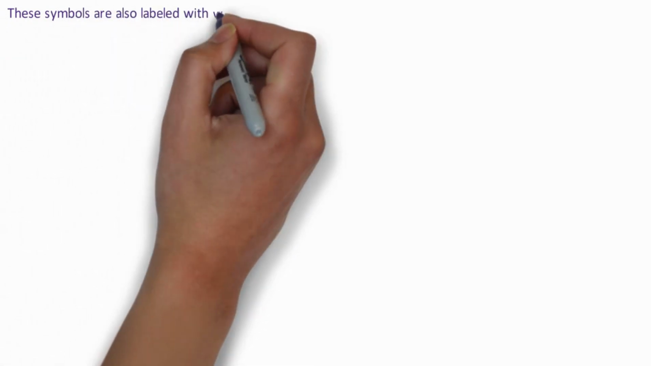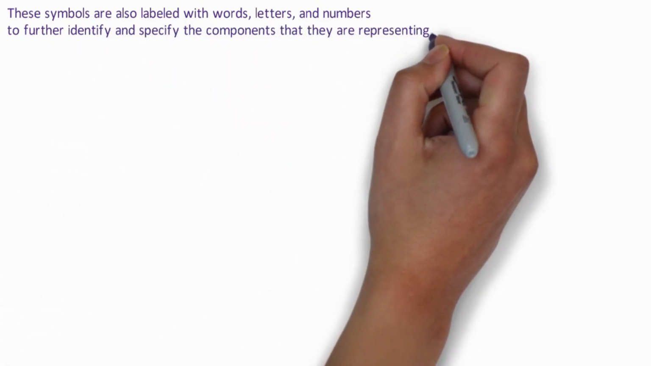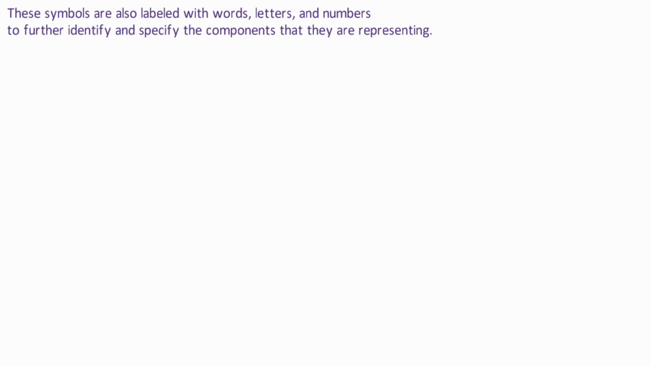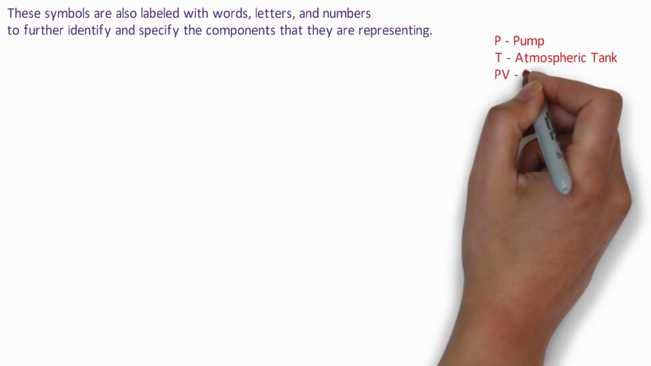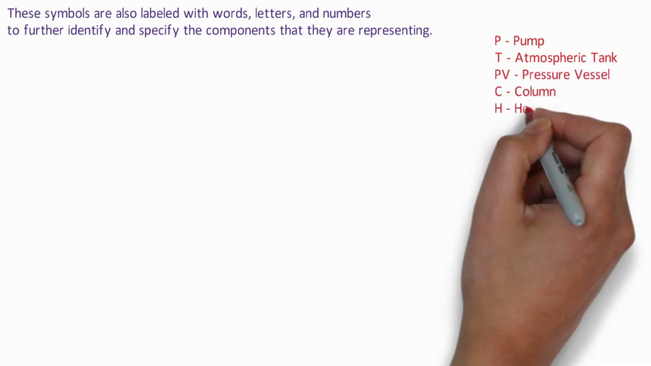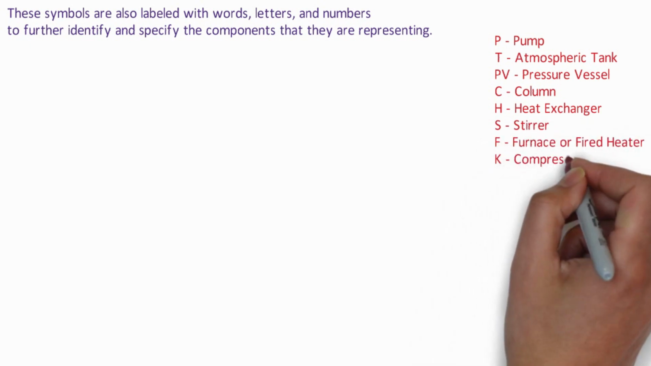These symbols are also labeled with words, letters, and numbers to further identify and specify the components that they are representing. Care should be taken in numbering and naming equipment items on flow sheets. These numbers and names will define equipment items throughout the life of the plant and must be unambiguous, brief, but descriptive. Numbers can be pure numbers or can be alphanumeric to classify the equipment item. Common classifying letters used are P for pump, T for atmospheric tank, PV for pressure vessel, C for column, H for heat exchanger, S for stirrer, F for furnace or fired heater, K for compressor, KOD for knockout drum.